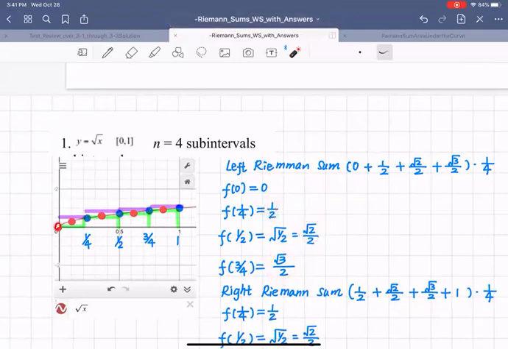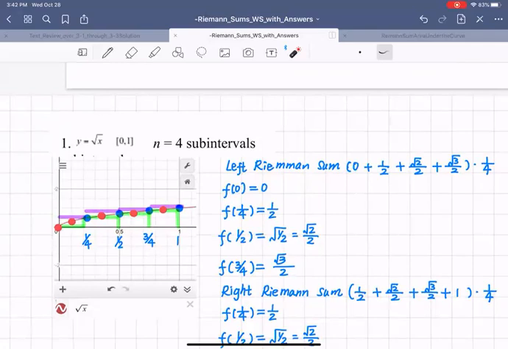So we use this y value, plus this y value, plus this y value, plus this y value, times the subinterval value, which is 1/4. So we get the area, look at here, okay? We get this area and this area, this area, and then this area. That makes sense? Yeah. So this is called the left sum.